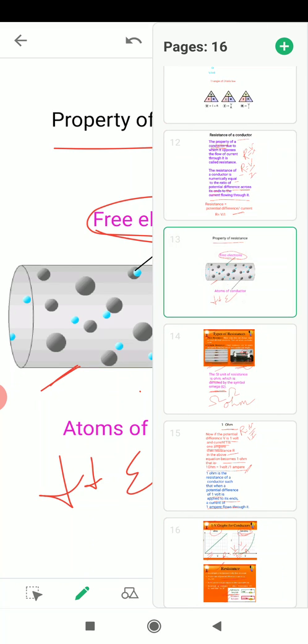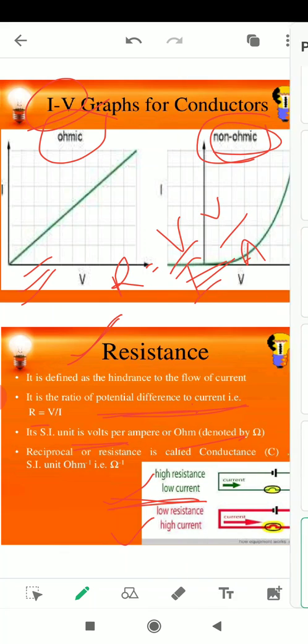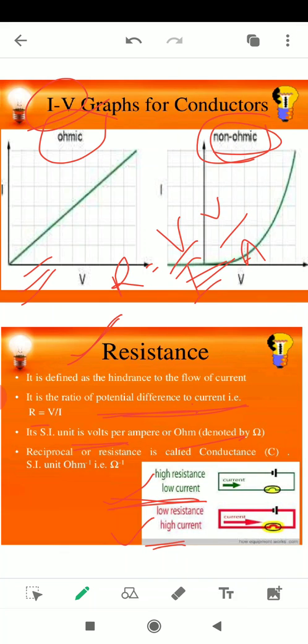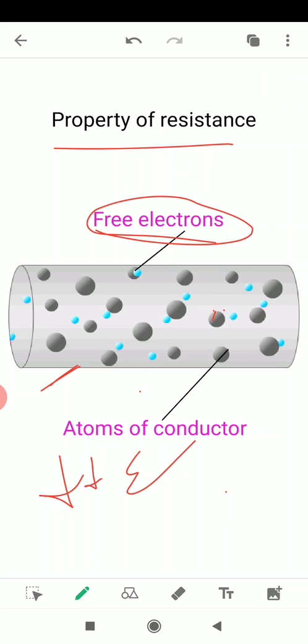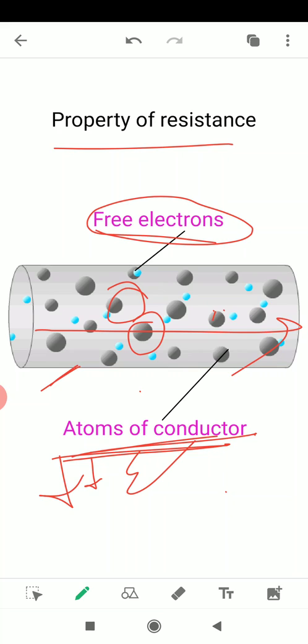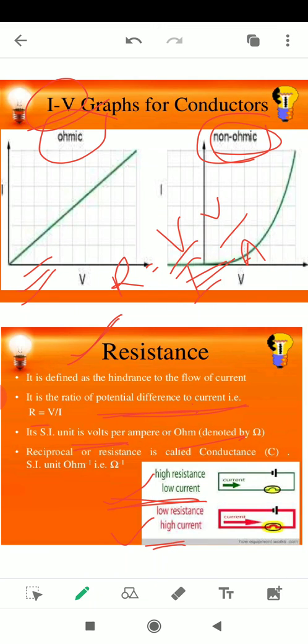In the next diagram, we can see that it is offering low resistance and high current. Why does low resistance give high current? It is clear from the diagram that if the atoms of the conductor are fewer, there are fewer hindrances inside it, and free electrons can easily pass through. If more electrons pass through, the amount of electricity flowing increases. This is how resistance is related to the amount of current flowing through it.